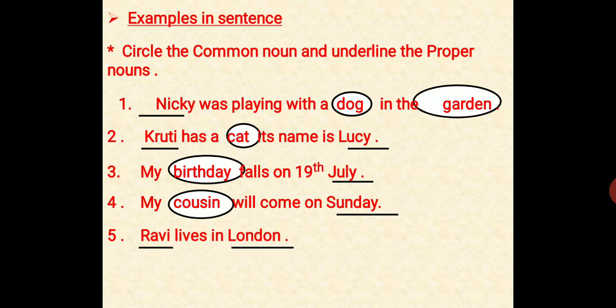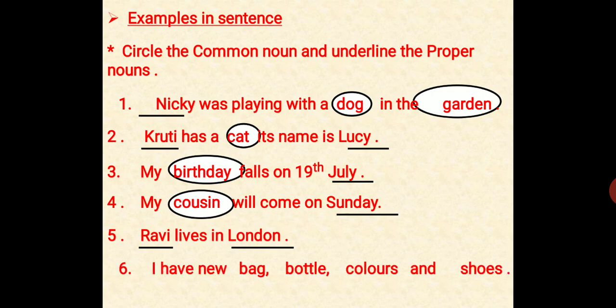Okay, understand? Now let's see one more example about this possibility. I have new bag, bottle, colors and shoes. So how many nouns are there? There are 4 nouns, right? Which are they? Bag, bottle, colors and shoes. Correct? And are they all common nouns or proper nouns? Yes, common nouns.